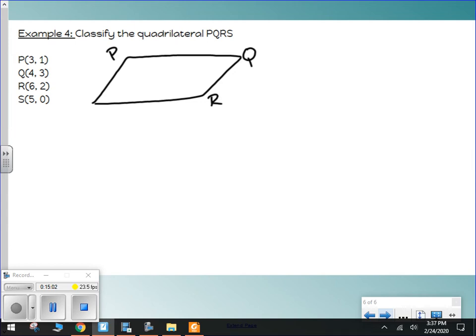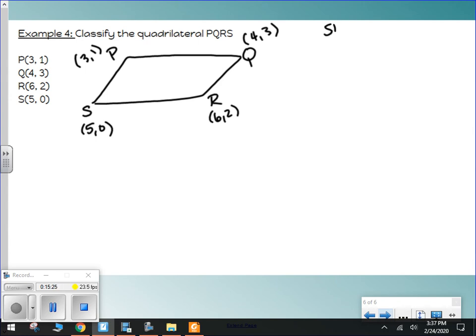Okay. First thing I'm going to do, on my flow chart, it asks 2 pairs of opposite sides parallel. So for me, I need to know if slopes are the same. Well, I need to know what the slopes are, so I'm going to have to find them first. So I'm going to find the slope of PQ first. Remember, check on top and bottom.